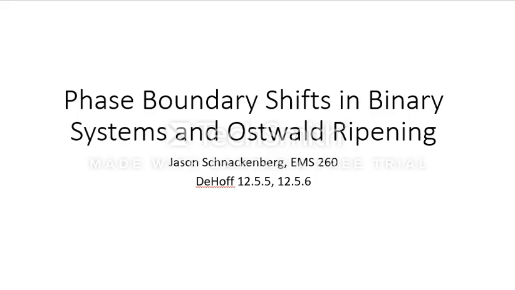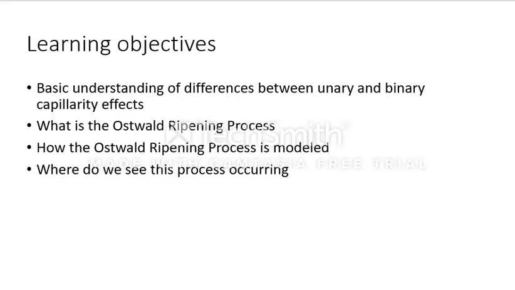Since my co-presenters just walked you through the capillary effects and phase boundaries for unary systems, I would like to take some time to briefly introduce some concepts with phase boundary shifts in binary systems, particularly the phenomenon of Ostwald Ripening. The learning objectives for this discussion are the basic understandings of differences between unary and binary capillary effects.